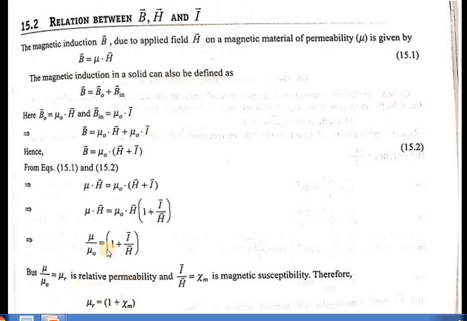And this is the relation between the permeability of the medium, the permeability of free space, and the intensity of magnetization to the magnetic field strength. And the relation between the magnetic induction, magnetic field strength, and the intensity of magnetization is B = mu naught (H + I).